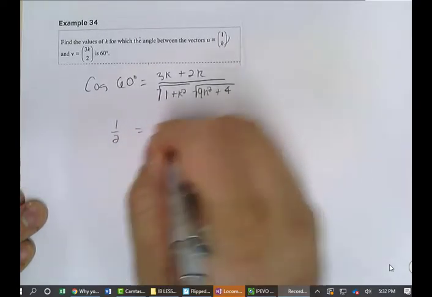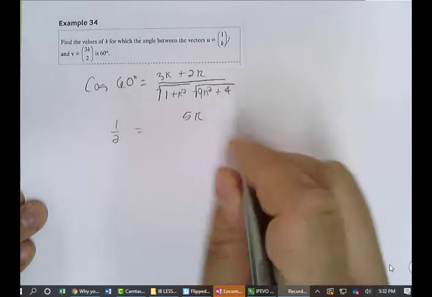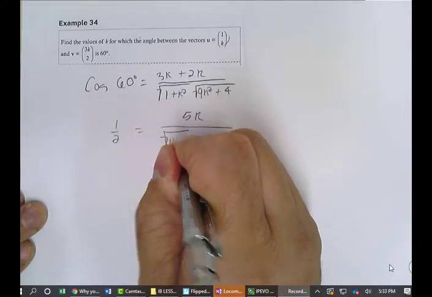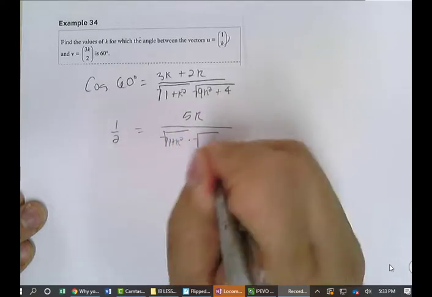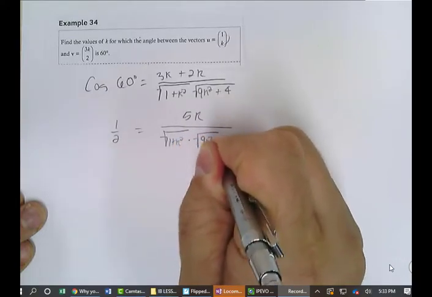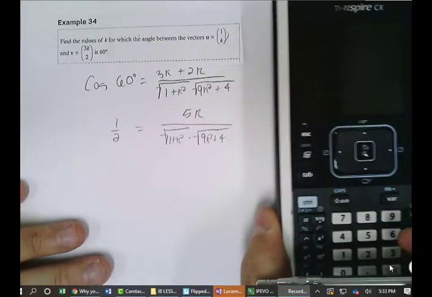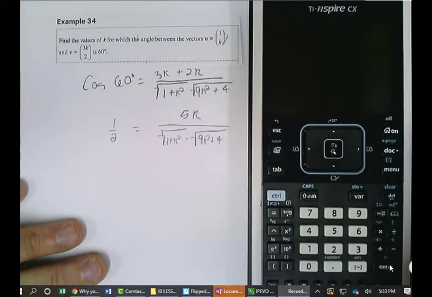And then I know that the cosine of 60 degrees is a half, and this is going to be equal to 5k over the square root of 1 plus k squared times the square root of 9k squared plus 4. And I'm going to go ahead and use the calculator's solver to help me get the answers for this.